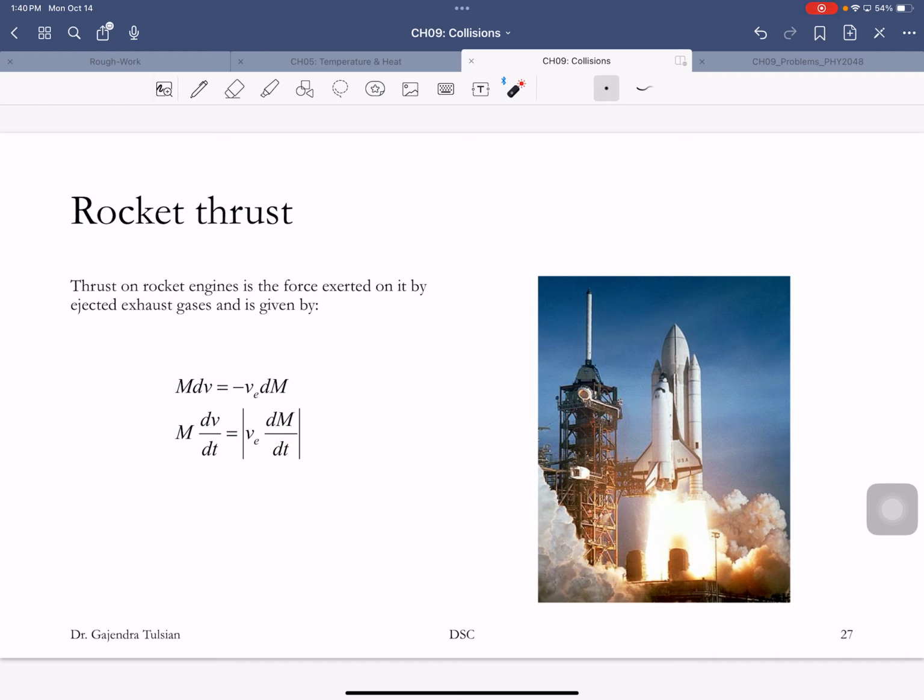Now, for instance, here's a rocket sitting on the launch pad. If you want to take off, the thrust has to be greater than the weight of the rocket, otherwise you're not taking off. Now, for most of the rockets, for the space shuttle, the thrust at the launch pad was about 1.8 times the weight of the rocket. So you could take off.